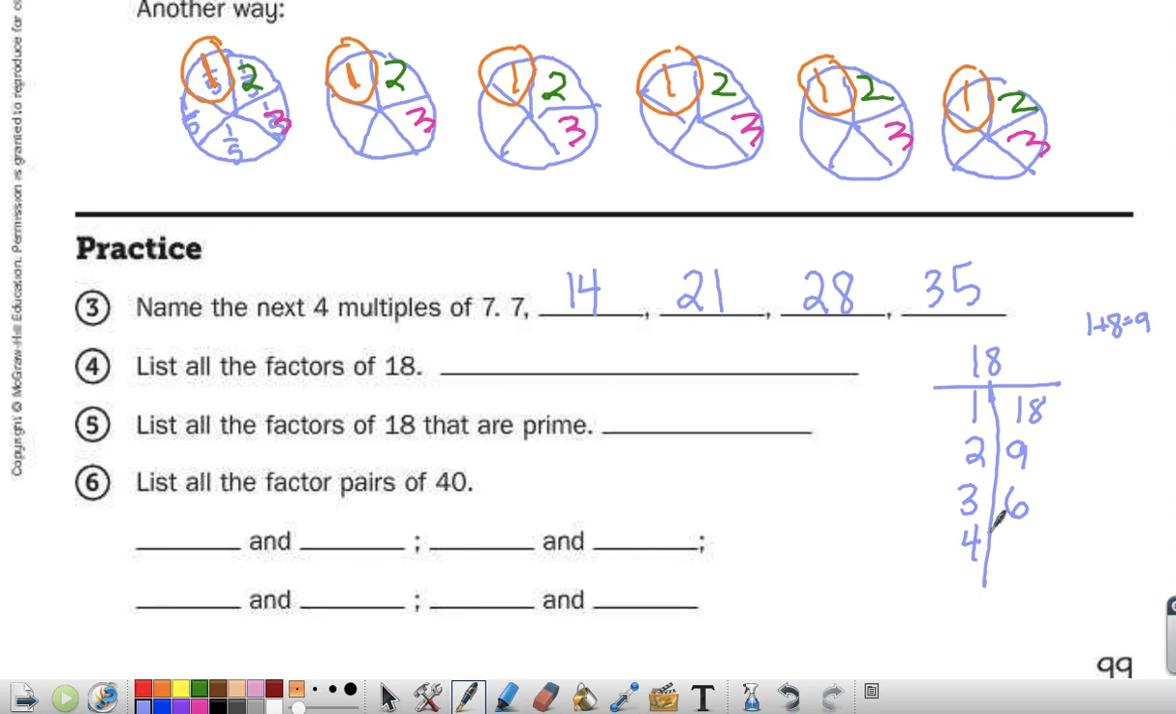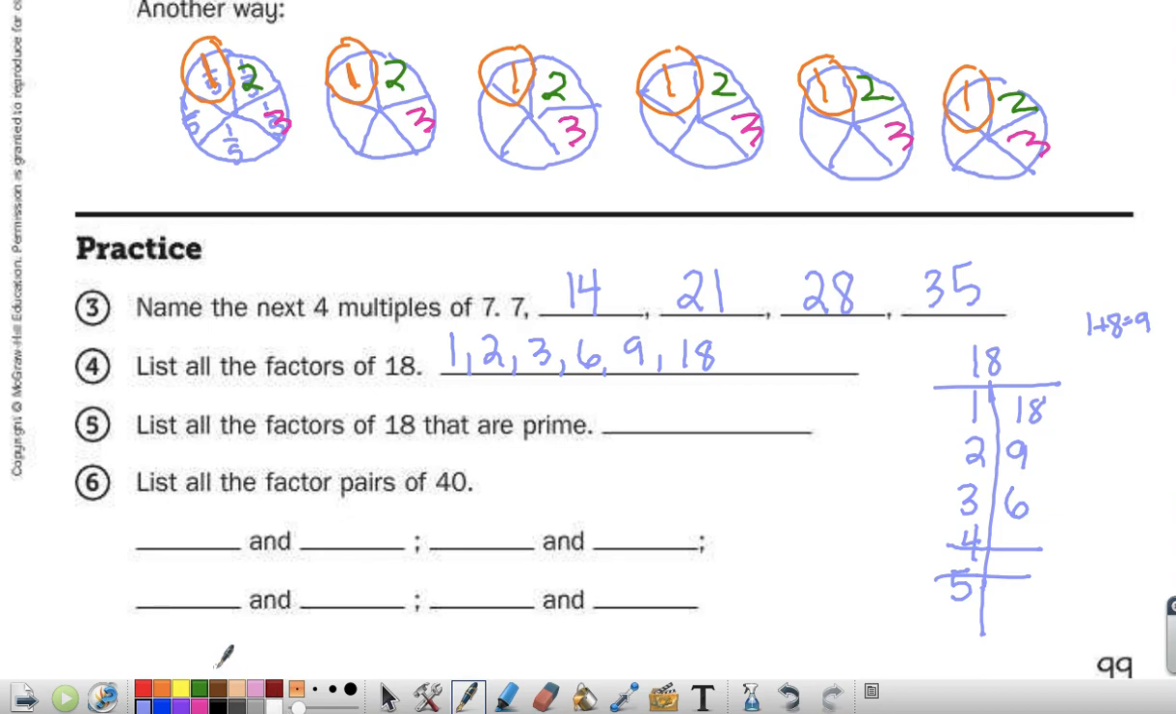4 can only go into even numbers, but if I think of my multiples of 4, I have 4, 12, 16, 20, 24, so that won't work. I actually skipped 8 there, 4, 8, 12. 5 can only go into numbers that end in 0 or 5, and 18 ends with an 8. 6 is already listed, so I know those are all of my factors. I'm done. I have 1, 2, 3, 6, 9, 18.